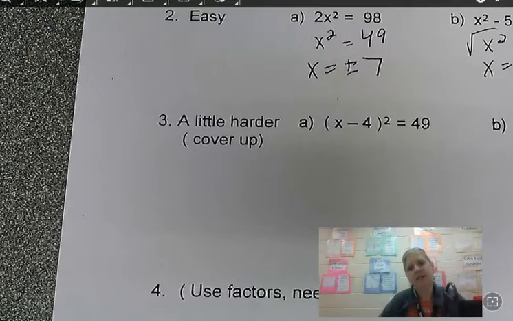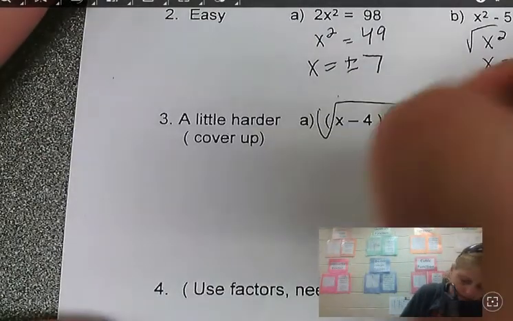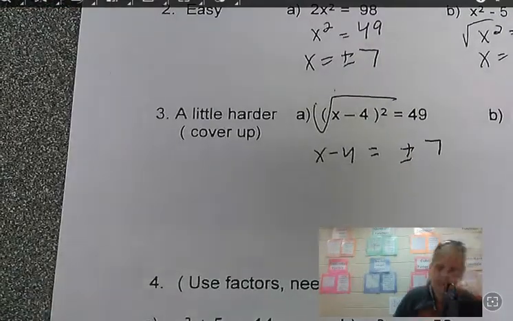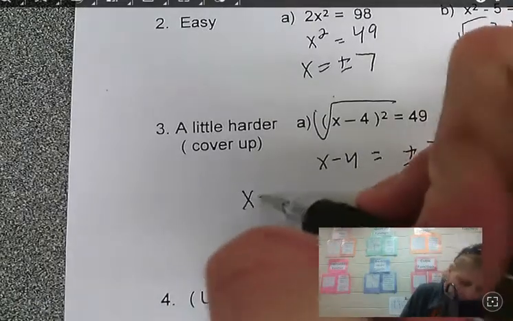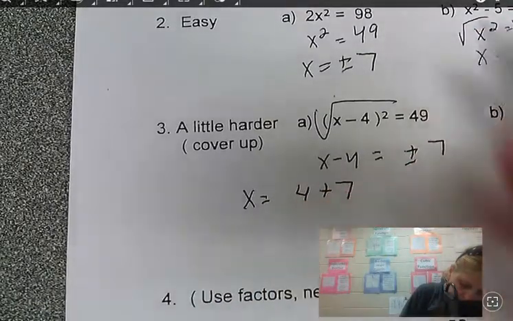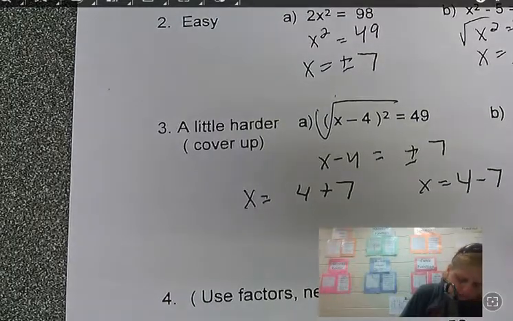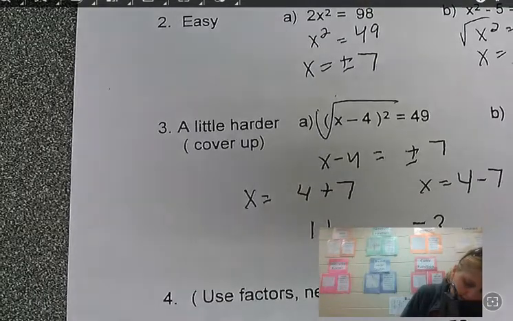Next section, a little bit harder, okay? And this is review back to our actual Algebra 2. If I take the square root of both sides, I get x minus 4 equals plus or minus 7. So I'm going to have 2 solutions here. I'm going to have x equals 4 plus 7 and x equals 4 minus 7. So I get 11 and negative 3.